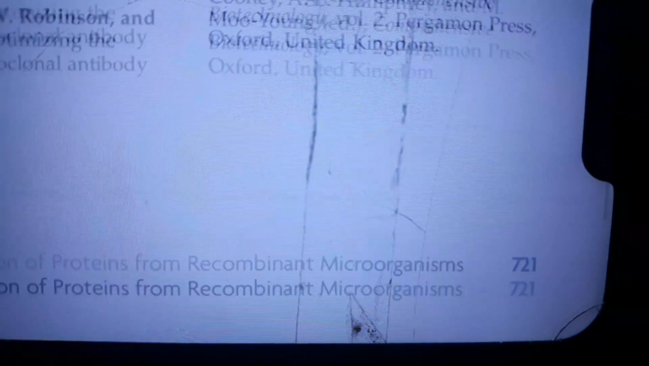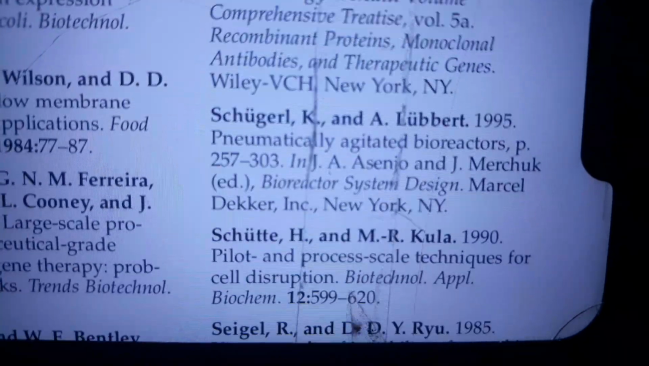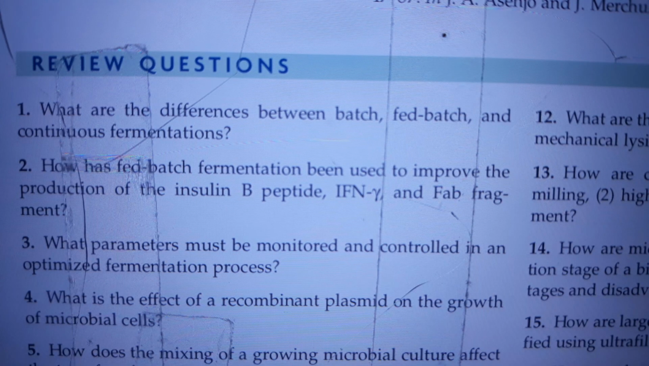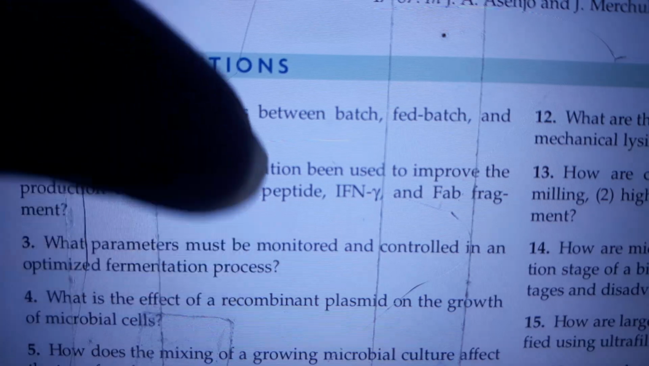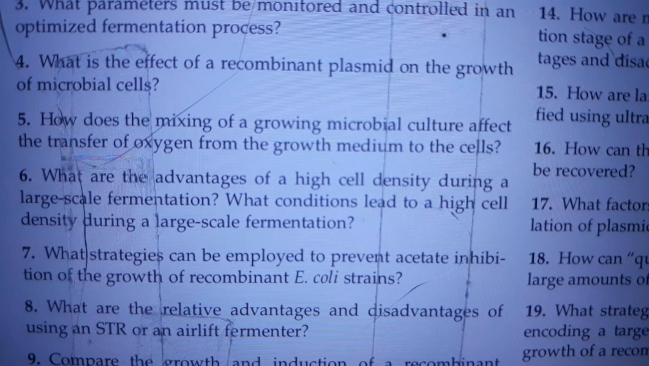And now onto the review questions. What are the differences between batch, fed batch, and continuous fermentations? How has fed batch fermentation been used to improve the production of insulin B peptide, interferon gamma, and Fab fragments? What parameters must be monitored and controlled in an optimized fermentation process?